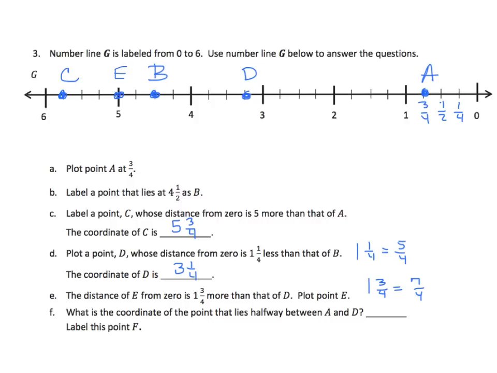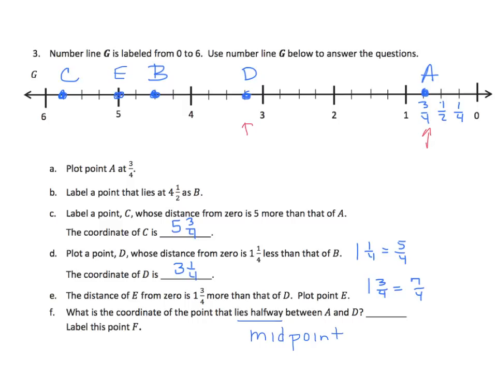Going down to F, what is the coordinate that lies halfway between A and D? I just want to point out that halfway is the same as the midpoint, and you'll see the word midpoint in your homework. Don't get confused. Halfway between is the same as the midpoint. So how are we going to do that? Well, let's first identify our A and our D. So we're here, and we're here. So what we want to do is find the midpoint.